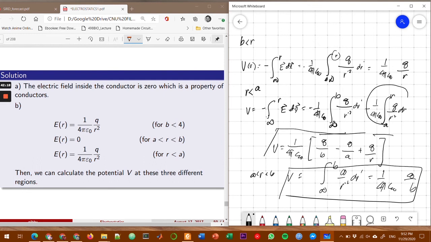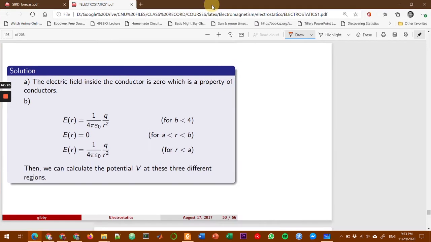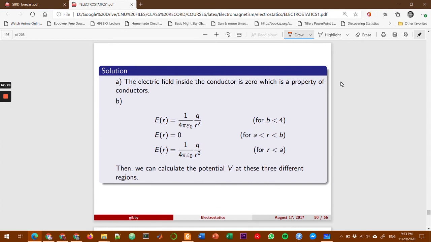Kani siya is katong sa R less than A. R less than A. Let's continue.